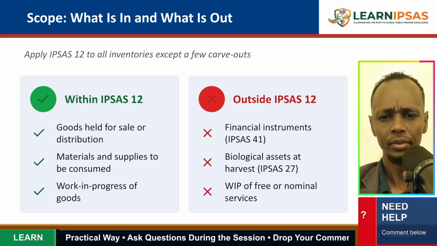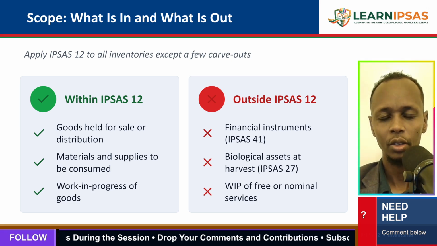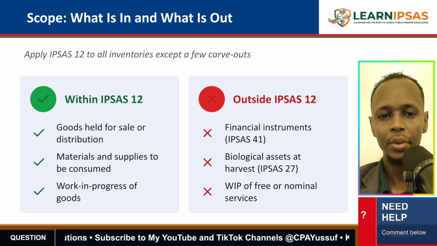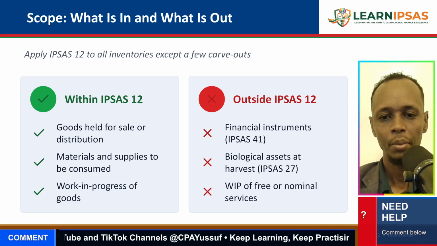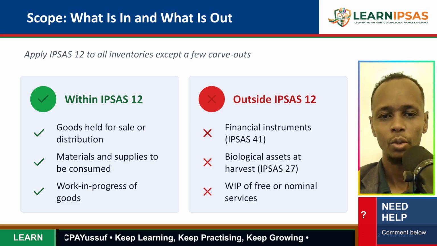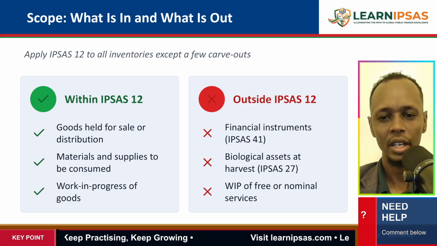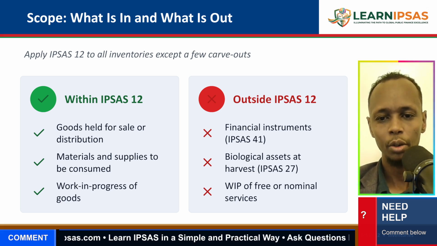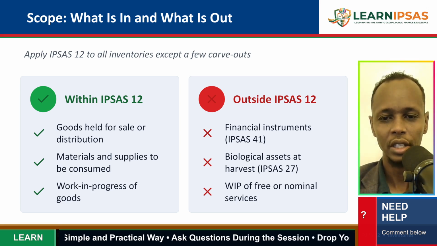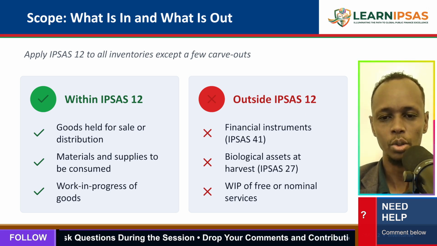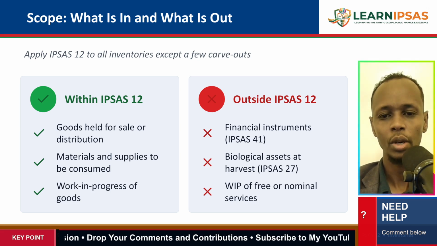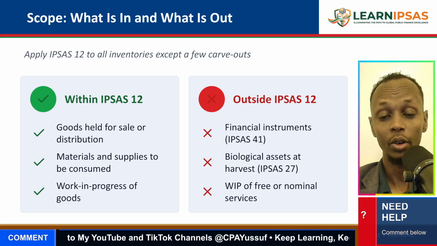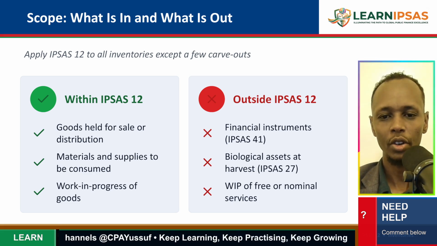But what is outside the scope is sometimes financial instruments and what we can call stock, for example, bond stock and debt stock. So those won't appear here under IPSAS TOLIF. Biological assets at harvest: we apply IPSAS 27, which uses fair value less cost to sell. So, for example, you have milked a cow on the farm. The milk produced, if it is 5 liters, you will first measure at fair value less cost to sell. And when you take it to the stores, you will carry it with the initial measurement of fair value less cost to sell, and that will be the opening balance of your inventories in your stores. And as you consume, then you use either the lower of cost or net realizable value, or current replacement cost. The work in progress of free or nominal services are not covered.